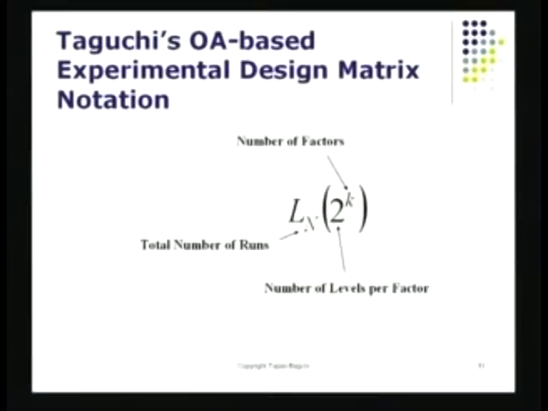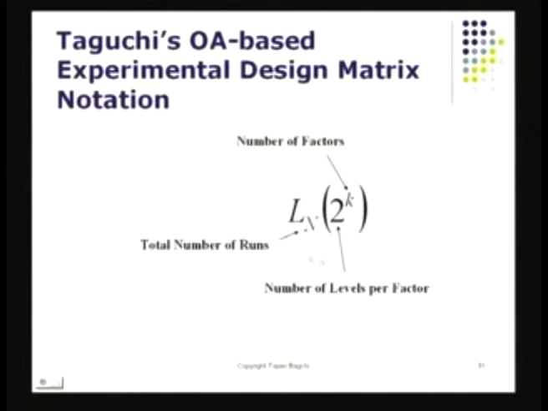Before I go further, let me just tell you something about the notation that is used commonly. Generally speaking, most of Taguchi's experiments are based on orthogonal arrays. Orthogonal arrays, OAs in short, are given in matrix notation, and the notation is usually written like this: L, N, and then bracket 2 to the power k. Let me just explain what these are.